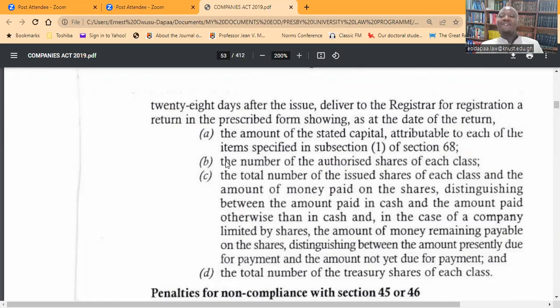And for that matter, that litigant wanted the court to make a declaration that all shares which have been issued over and above the authorized number of shares are null and void. And for that matter, the holders are not considered proper members of the company.